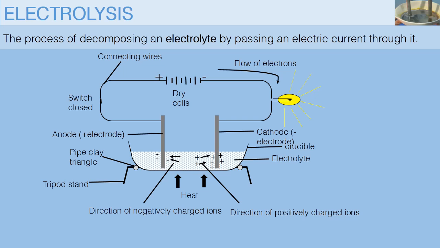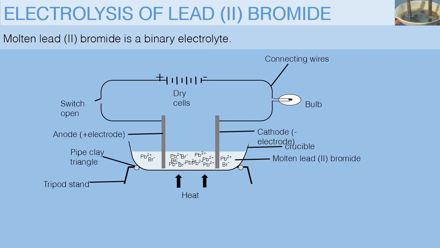Let us make this practical by looking into the electrolysis of molten lead II bromide. Molten lead II bromide is an example of a binary electrolyte. A binary electrolyte means an electrolyte that contains only one type of cation and one type of anion.